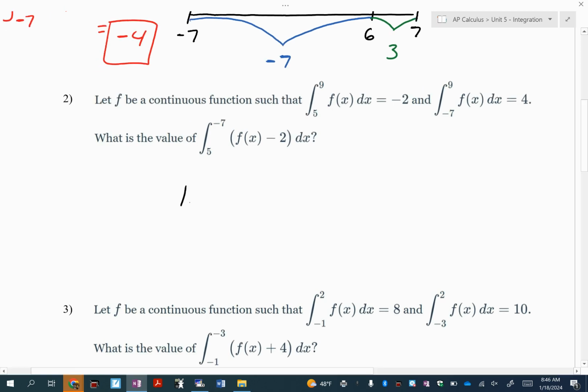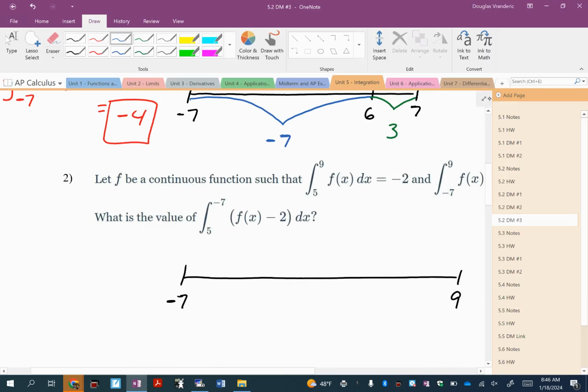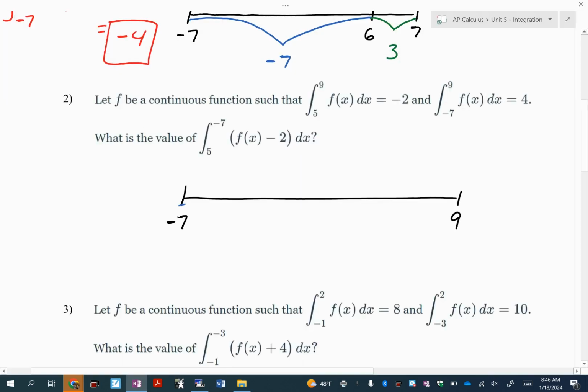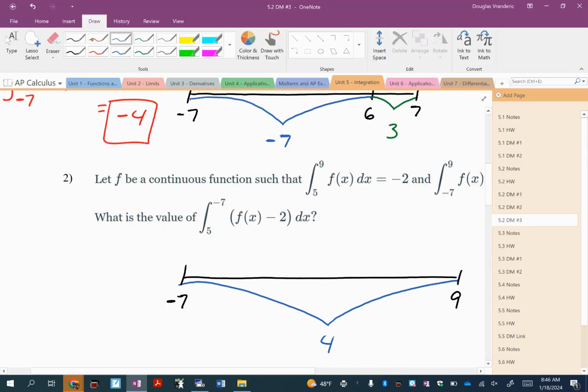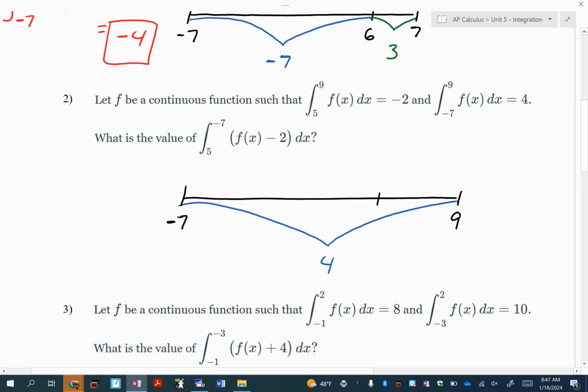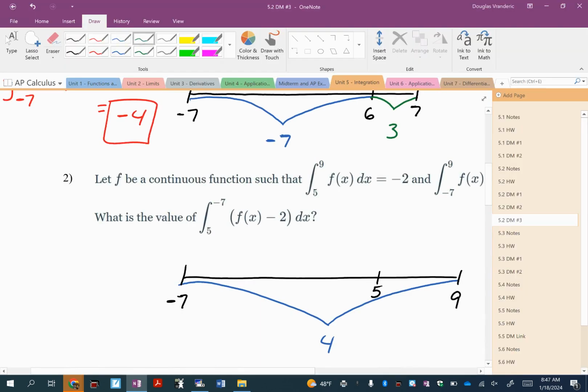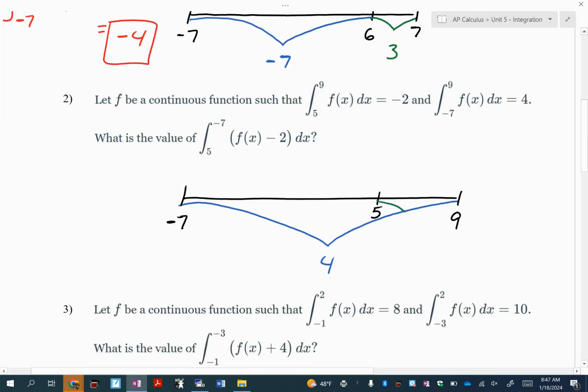So let's do -7 to +9. They gave me the whole thing. That whole thing is equal to what? 4. And then if we split it up into 5 to 9, this piece here is how much? -2.